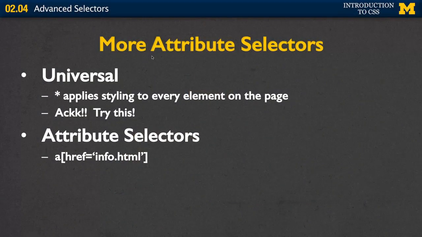But go ahead and put in a star, and then the style may be border around every element. It affects everything on your page. Sometimes it's nice for debugging. The next one you might want to think about using are what we call attribute selectors.